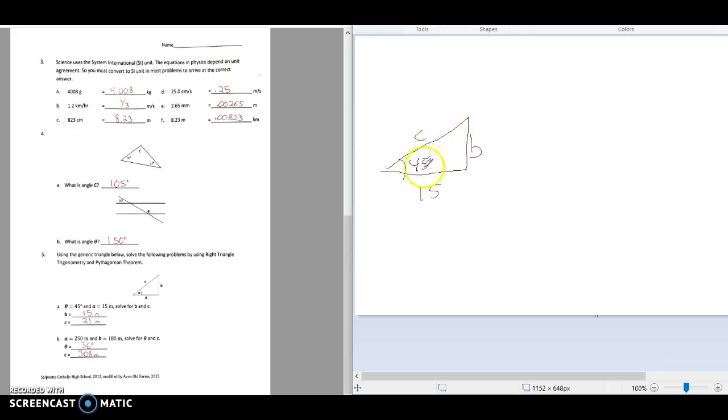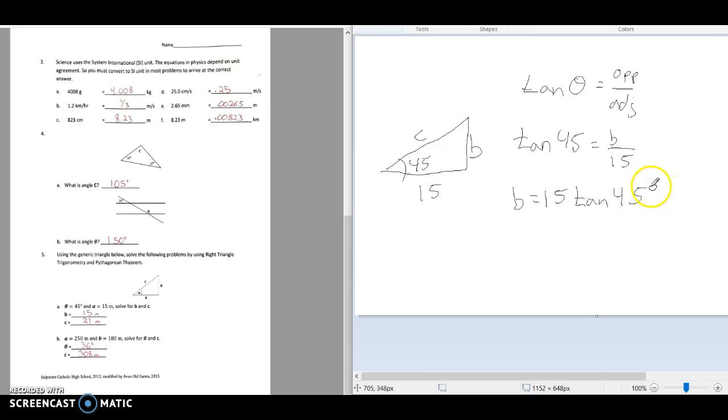So for B, we have an angle here, and we have opposite over adjacent. So the trig function for that is tangent theta, which equals opposite over adjacent. So let's fill that out with the letters that we have, and the numbers. So tangent of 45 equals B all over 15. And we want to solve for B. So B equals 15 times tangent of 45. When you plug this into your calculators, don't forget to make sure your calculator is in degrees. Alright, to get your answer of 15 meters.